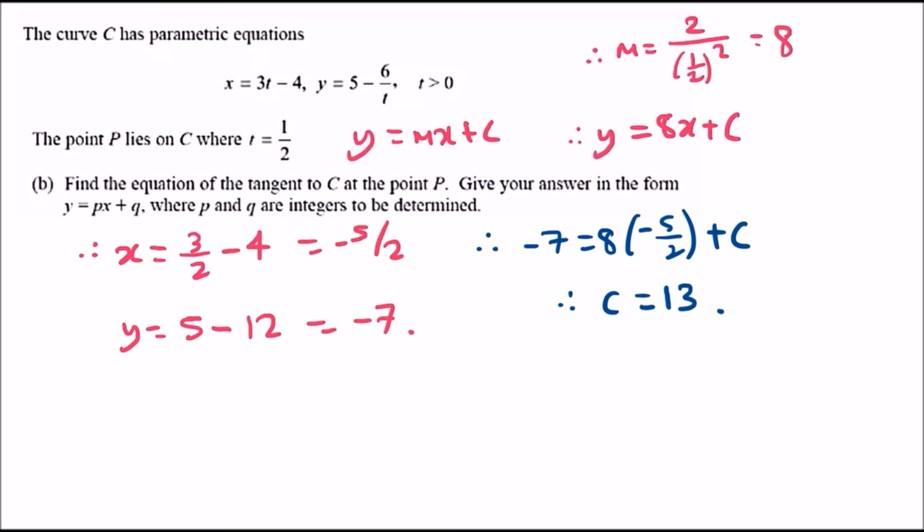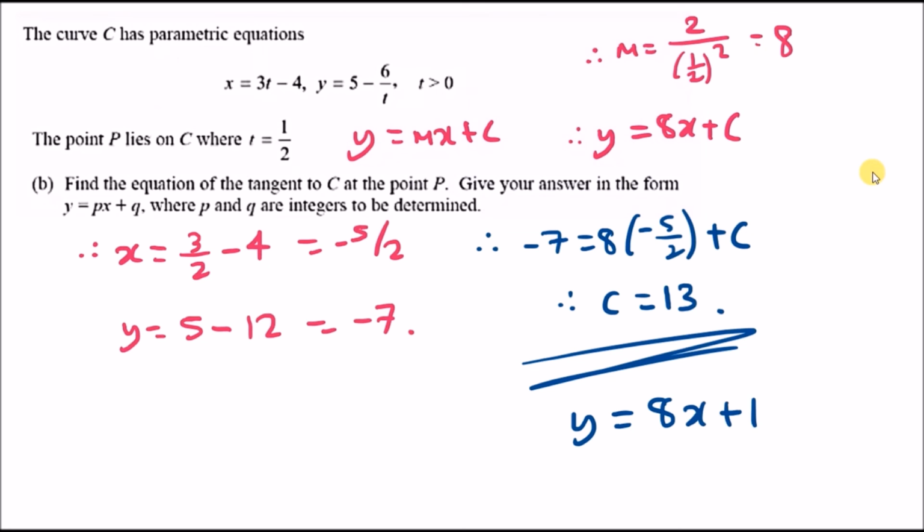And voila, guys, that means that the equation of the tangent is going to be y equals 8x plus 13, where p is 8 and q is 13.